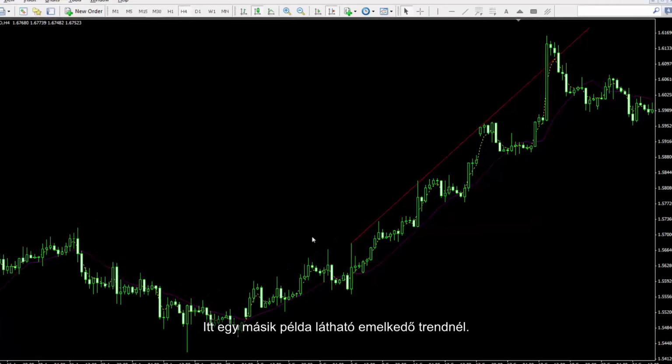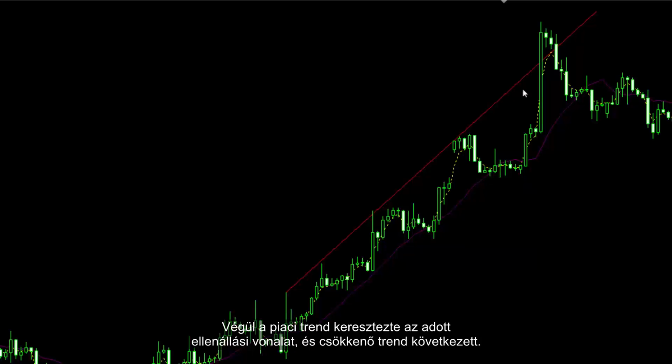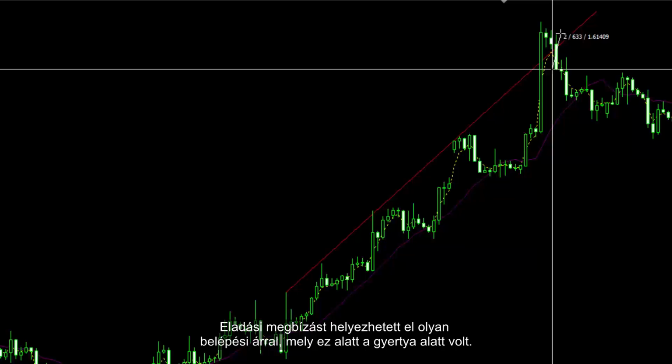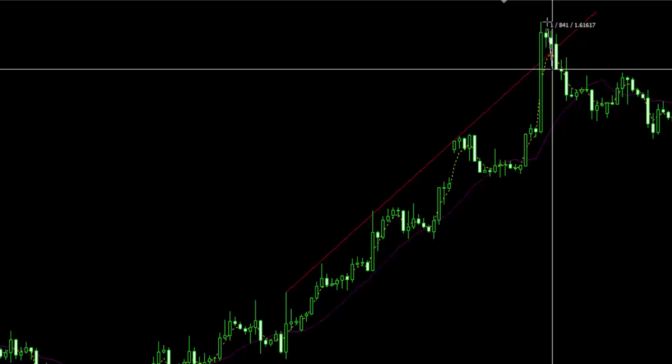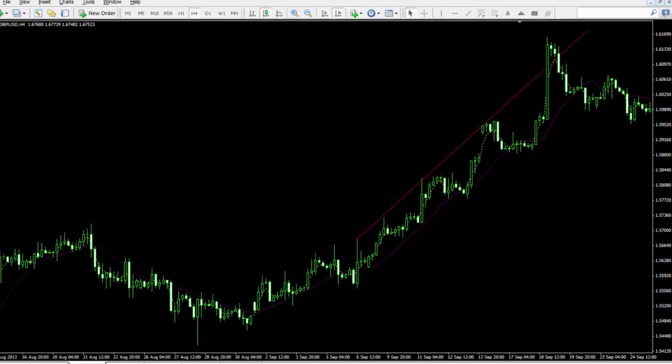Here's another example of this strategy on an uptrend. Market price has touched this upward resistance line 4 times. Finally, the given resistance line was crossed by the market trend, followed by a downward trend. After a bearish candle has formed under the resistance line, a trader could place a sell order with an entry price below this candle. TP prices could be 63 and 84 pips lower than the entry price.